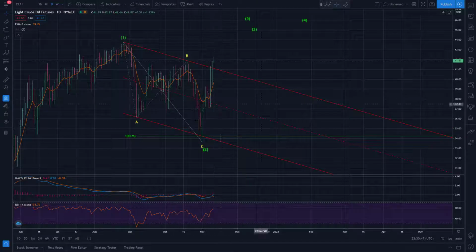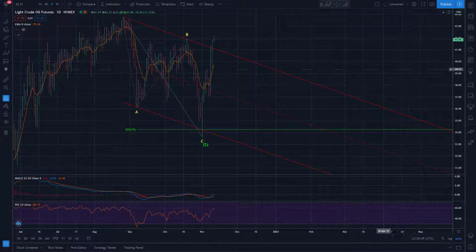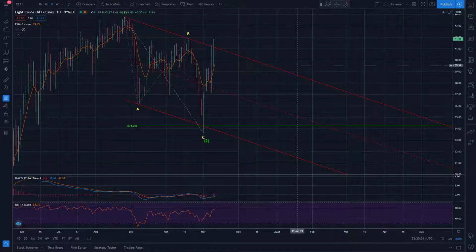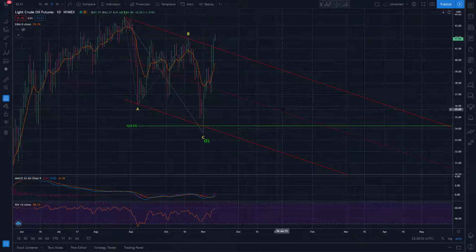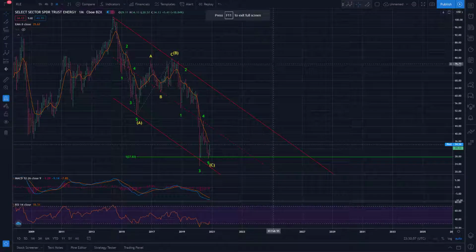So oil's looking quite bullish. XLE's looking quite bullish, short term and long term potentially. Yeah, so that's really my take on that.